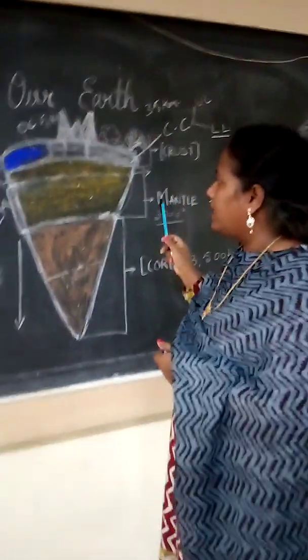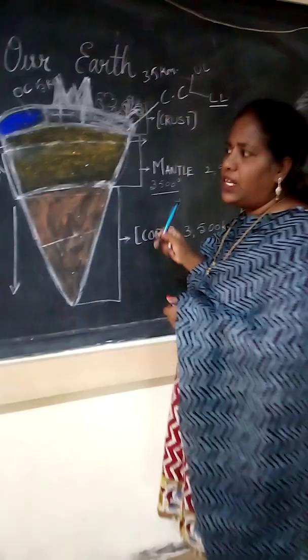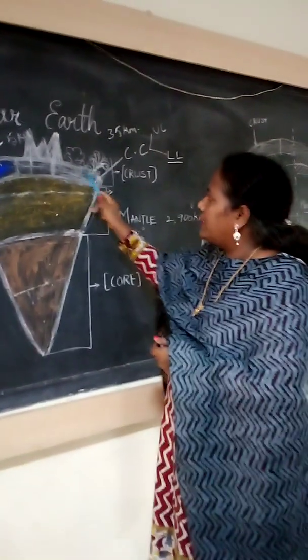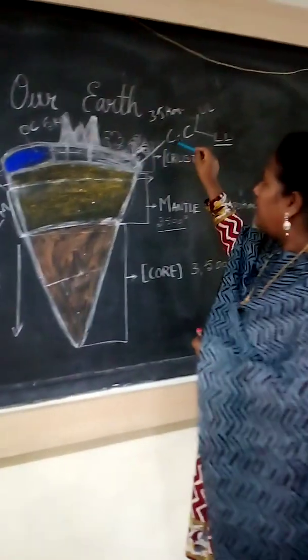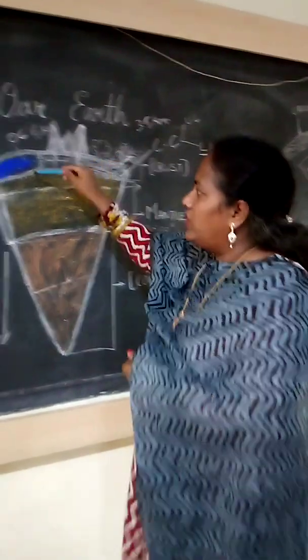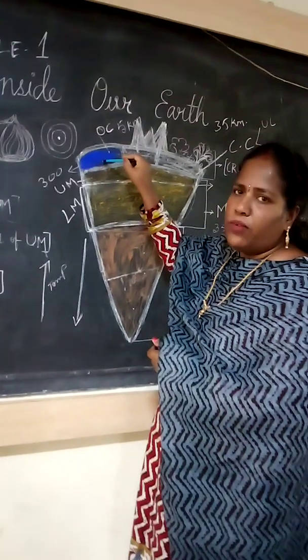Now see here, the crust consists of two layers, upper layer and lower layer. This is the continental crust we discussed now. The continental crust has an upper layer as well as a lower layer, but this oceanic crust has only one layer.